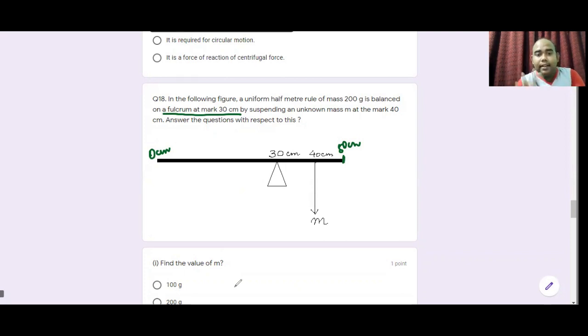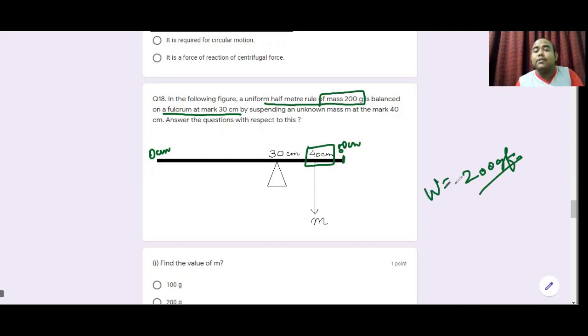This is a long question. इसके सब parts भी है. You see what is told. 40 centimeter पर इसका एक mass m इसको suspend कर दिया गया है. So क्या लिखा हुआ है? This half meter rule of mass 200 gram. ये जो half meter rule मैंने लिया है, इसका mass कितना है? 200 ग्राम है. यानी इसका weight कितना है? 200 ग्राम फोर्स है.